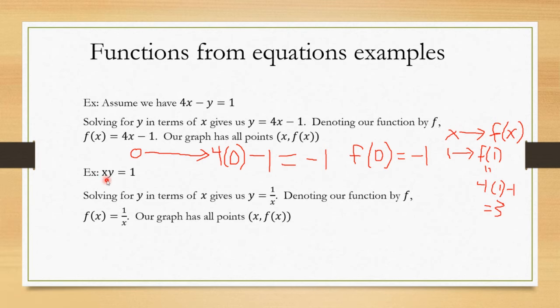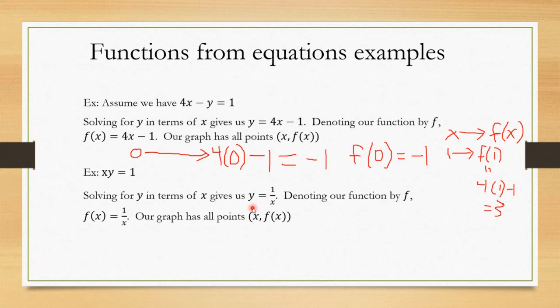Okay. Here's another example. x times y equals 1. Now from here, we want to see, does this define a function? Is y a function of x? So again, as I wrote here, we get y in terms of x. So you want y equal to something. So we have y equals 1 over x. Basically, we just divide both sides by x, and we get this. So if I call our function f, again, replacing y with f of x, we get f of x is 1 over x.